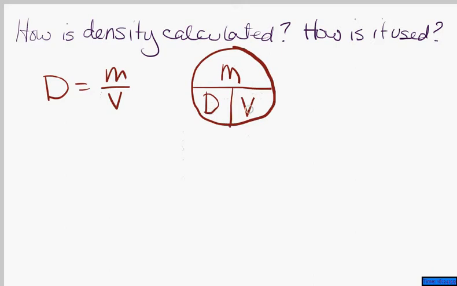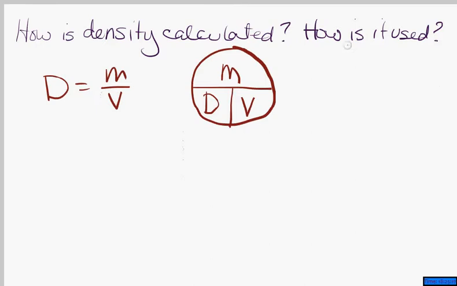So we have the DMV, like Department of Motor Vehicles. That's how I remember it. It goes in order DMV. And the way to use this is I can cover any variable I'm trying to solve, and that gives me the formula that I'm looking to solve for.